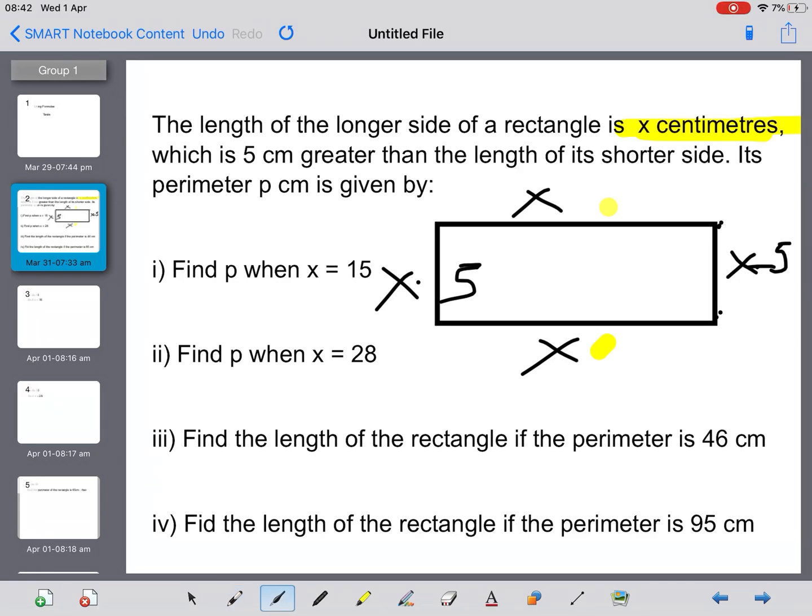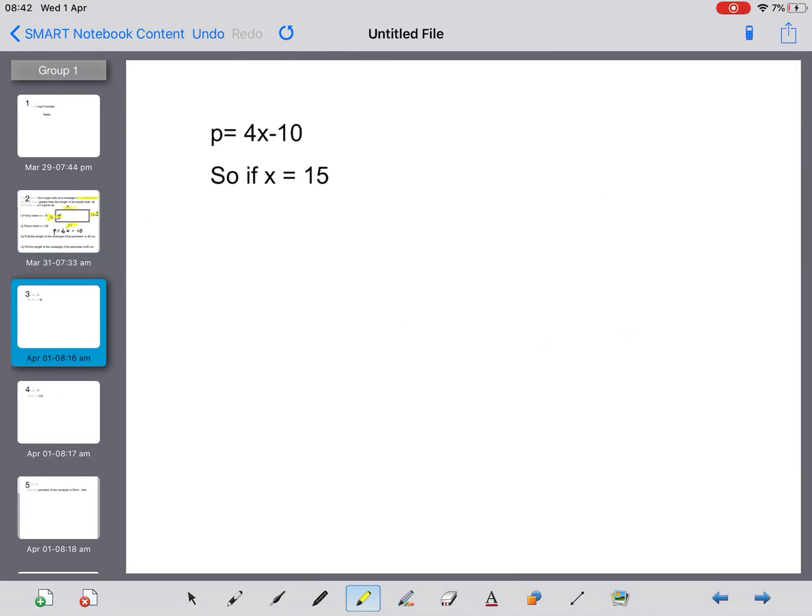Then you had to construct your formula. Again, it would be the same as the formula from yesterday, so 4 lots of x take away 10, and the way we got that was to say 1x, 2x, 3x, 4x, and we're taking away both minus 5 and the minus 5, which is the same as taking away 10. And then we had to answer these questions.